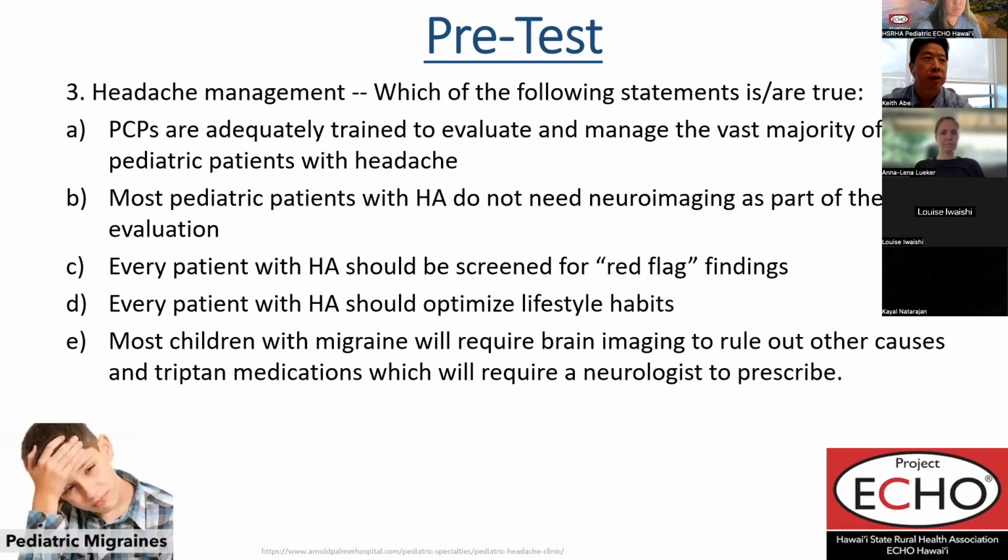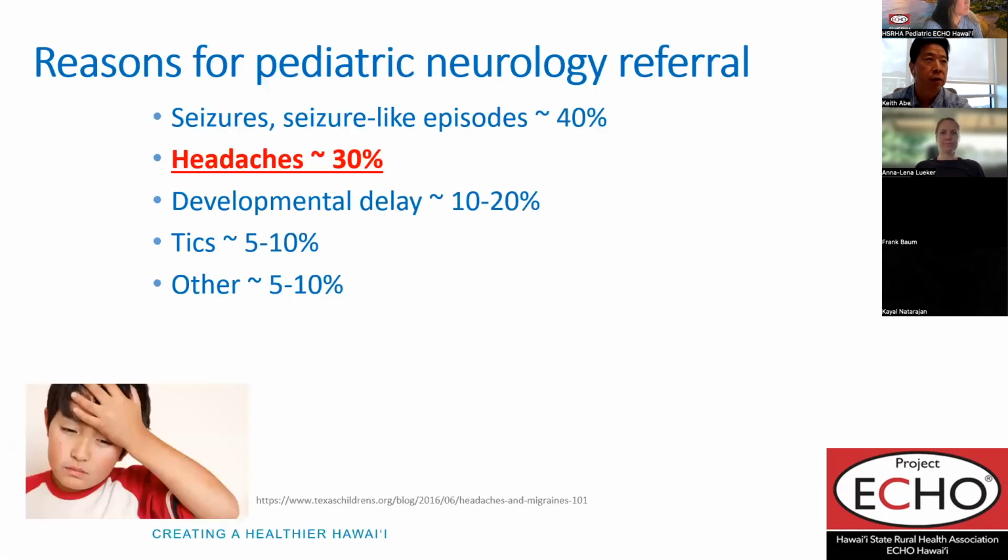And lastly, true or false: PCPs are adequately trained to manage the vast majority of pediatric patients with headache. Most pediatric patients don't need neuroimaging as part of their evaluation. Every patient with a headache should be screened for red flag findings. Every patient with headache should optimize lifestyle habits. And lastly, most children with migraine require brain imaging to rule out other causes, and triptans will require a neurologist to prescribe. The initial input for this topic previously was that, in the referrals we get for our neurology clinic, about a third of them were due to headache.